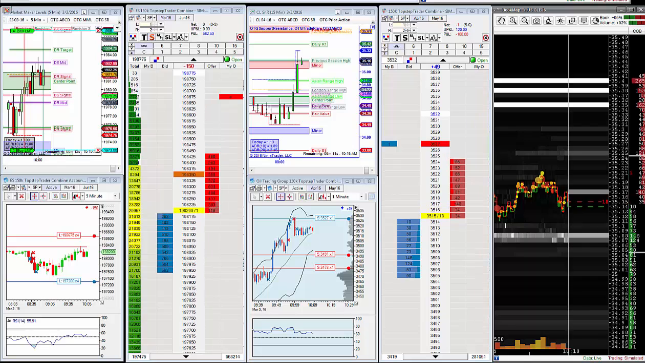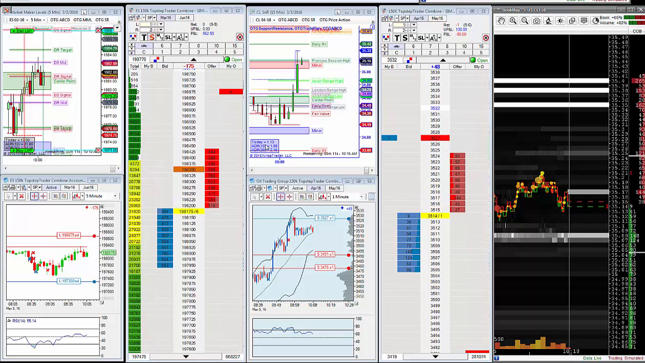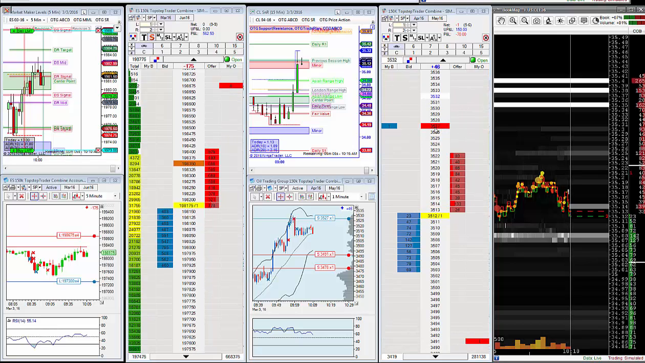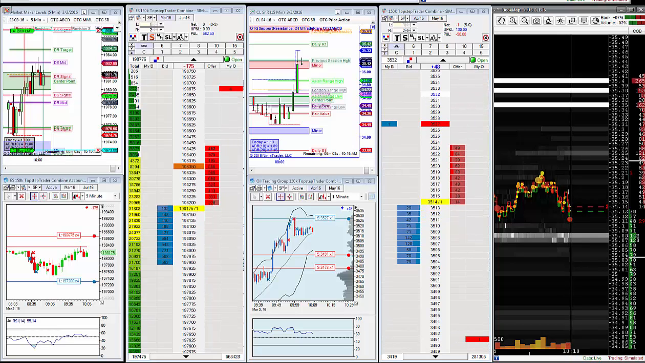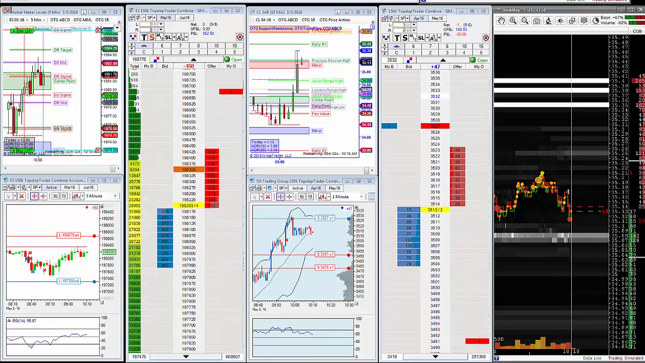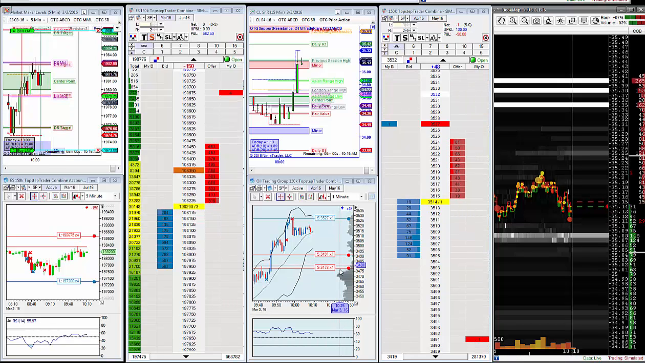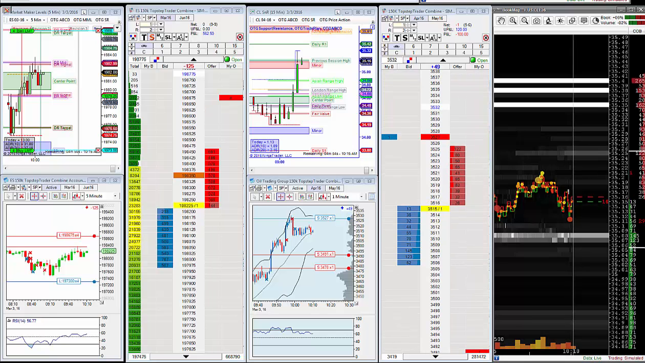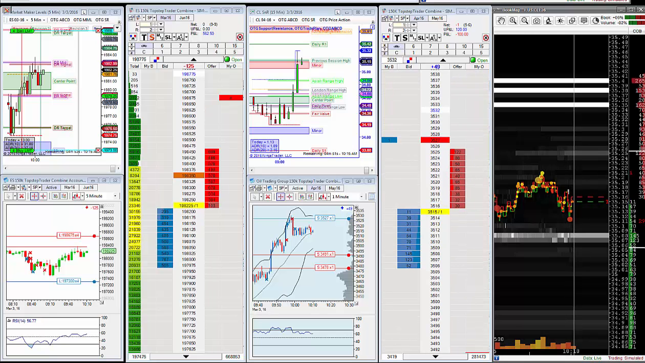Yep, I'm short on the CL. I'm short from 27. That's this red line here. I took one off at 10 ticks, and now we're holding. I'm going to add again at 91 and then 78, looking for a target down there at 34.57.